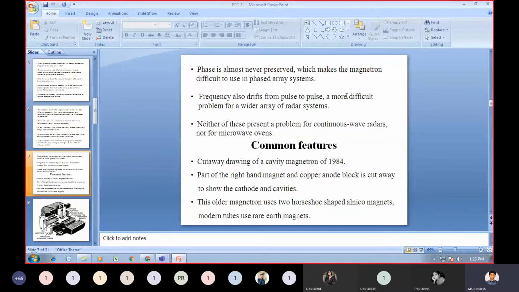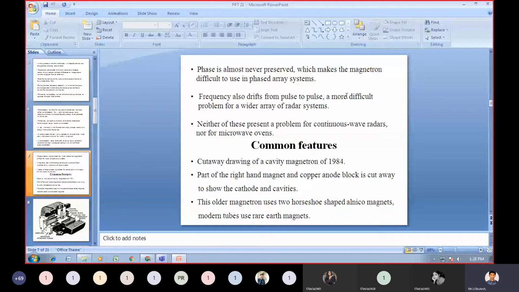So neither of these presents a problem for continuous wave radars nor for microwave bands. These problems will not be present in either continuous wave radars or microwave bands.